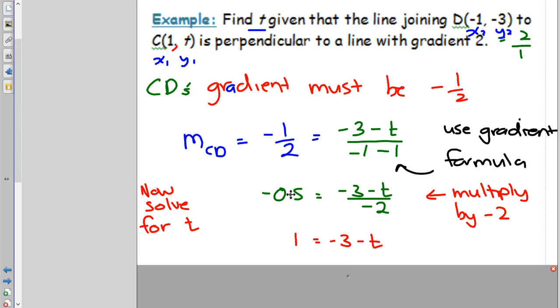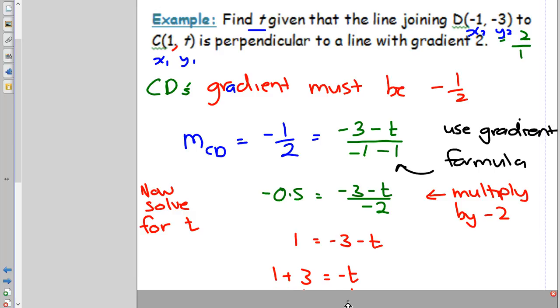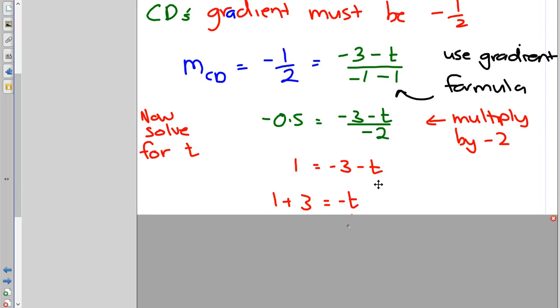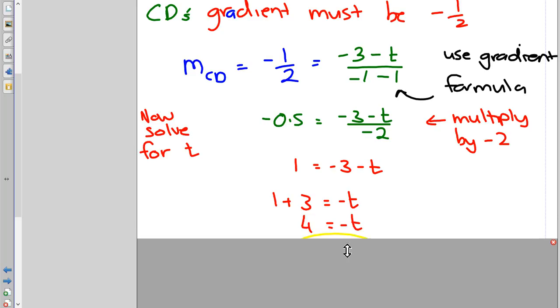So negative 0.5, you would have to now multiply both sides by negative 2. Negative 0.5 multiplied by negative 2 is 1. And then you've still got negative 3 minus t. And now you've just got to solve for t. So solve for t. Try to think what we need to do. We'll need to first of all maybe add 3 to both sides. So let's do that. So we've added 3 to both sides. And what is 1 plus 3? Of course, it's 4. So 4 equals negative t.